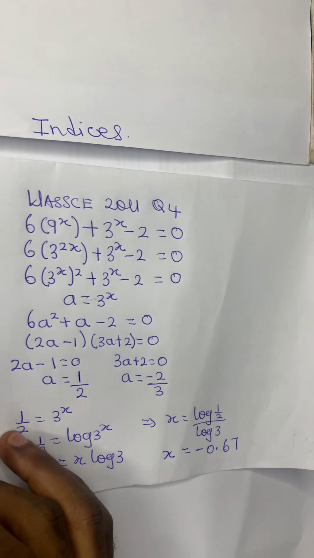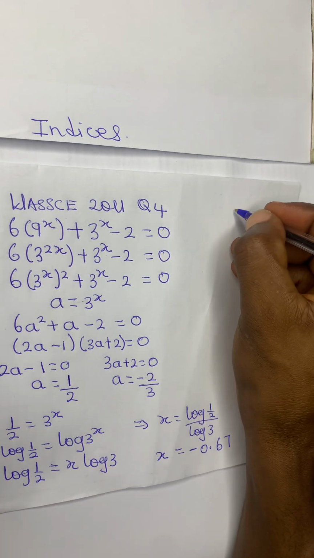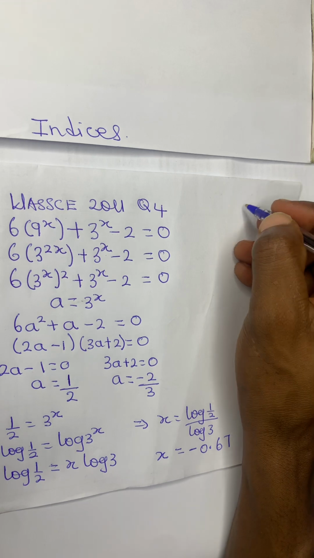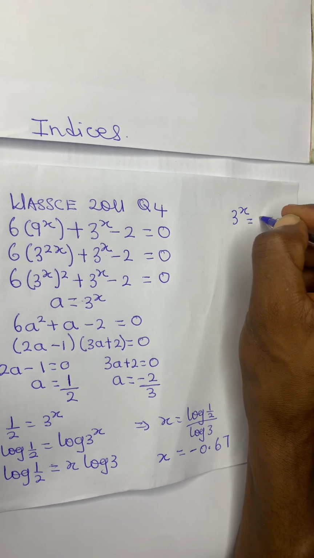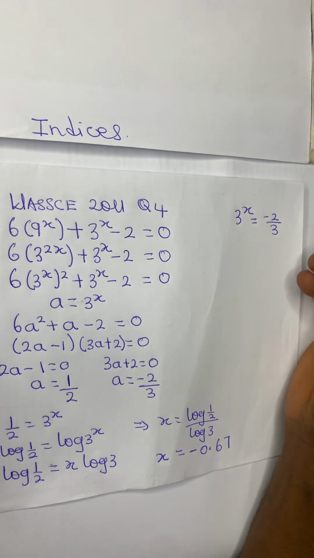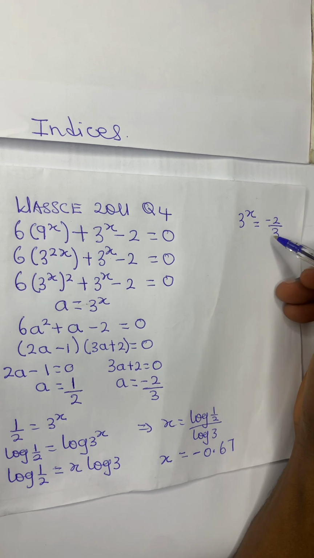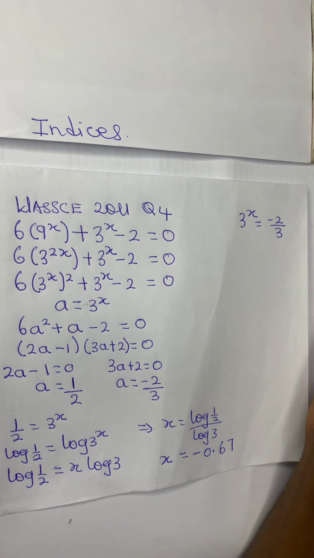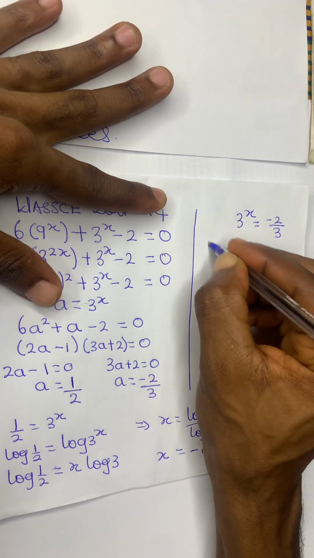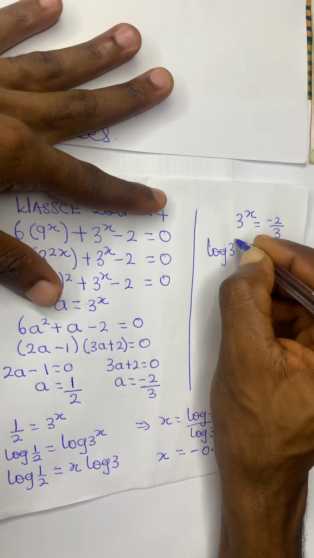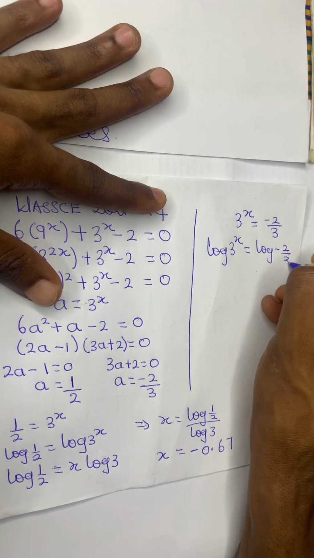Now, let's look for the second x value. So for the second, we had a is equal to negative 2 on 3. So 3 to the power x is equal to negative 2 on 3. And when you study this carefully, we cannot use basic indices. So we need to introduce log. So we shall have log 3 to the power x is equal to log of negative 2 over 3.